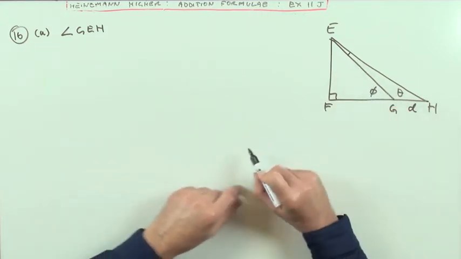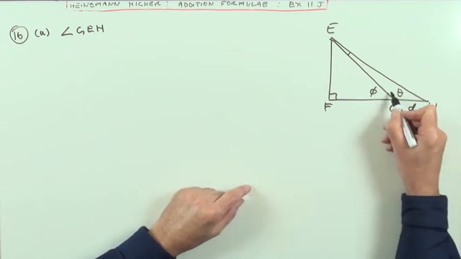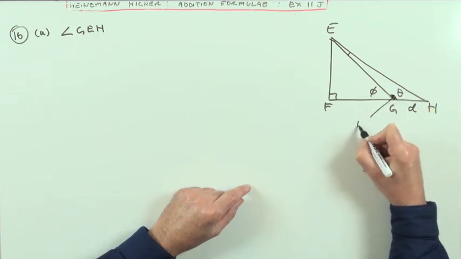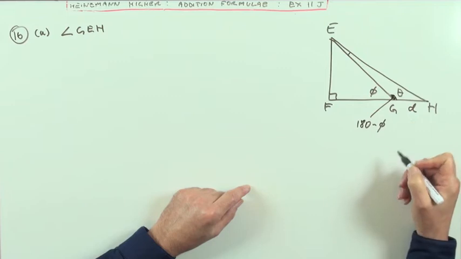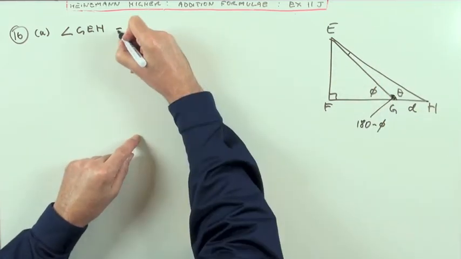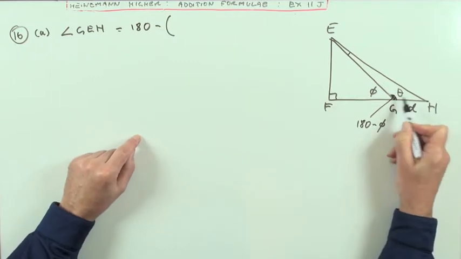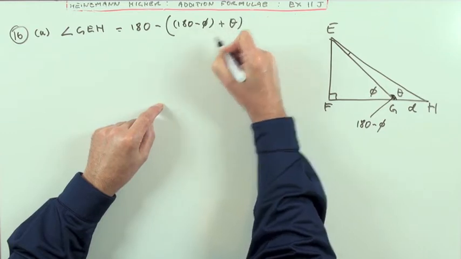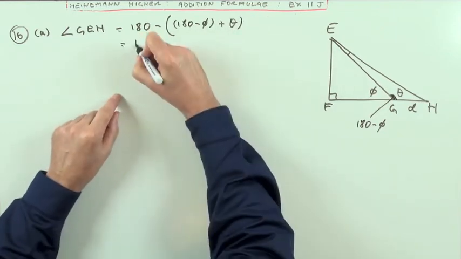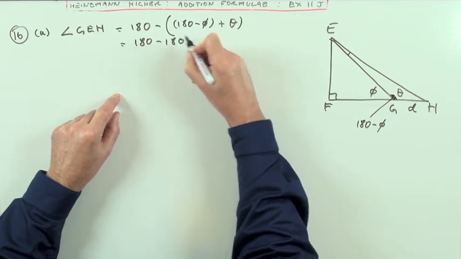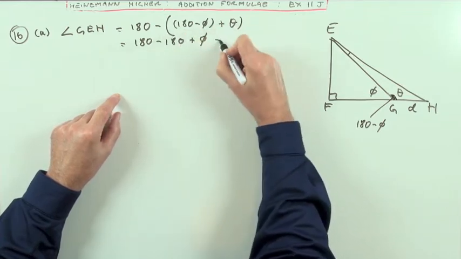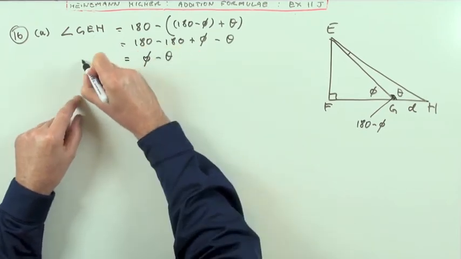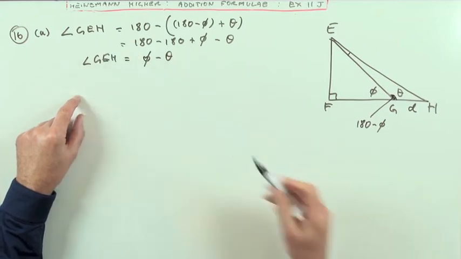Well, the three angles in the triangle should add up to 180. I've not left myself an awful lot of room. So the angle supplementary, this angle in here, is going to be 180 minus phi. And this angle at the top, which is the angle you want, will be 180 minus the sum of these two. So 180 minus (180 minus phi plus theta). I'll multiply the brackets first. I'll have 180 minus 180, but plus the phi, but minus the theta. So that's going to be phi minus theta for the first part.